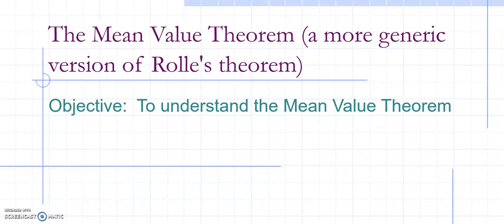Let's look at another existence theorem, which is the mean value theorem. The mean value theorem is really just a more generic version of Rolle's theorem. Another way to say that is Rolle's is a specific instance of the mean value theorem. What do I mean? Okay, well, let's look at the theorem.